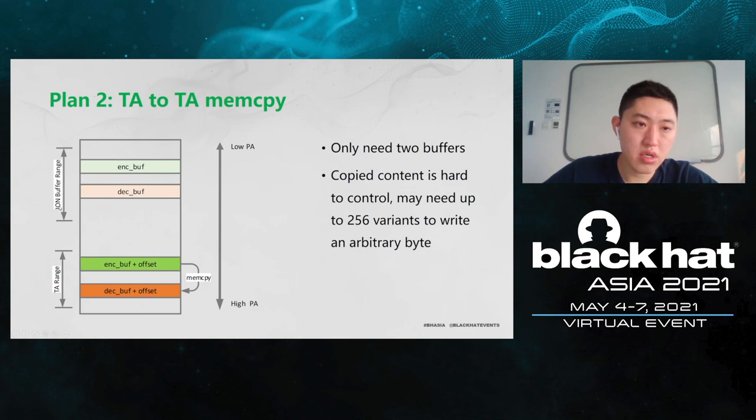Then, to reduce the usage of huge buffers, we come up with this. We just need a very small range of buffer, and we let the encrypt buffer and decrypt buffer sit here, and the memcopy will happen from the TA to the TA. However, as we don't have a method to control the TA, we will need to find up to 256 variants. We need this many different bytes of different values so we can do an arbitrary byte write. It is also very difficult.